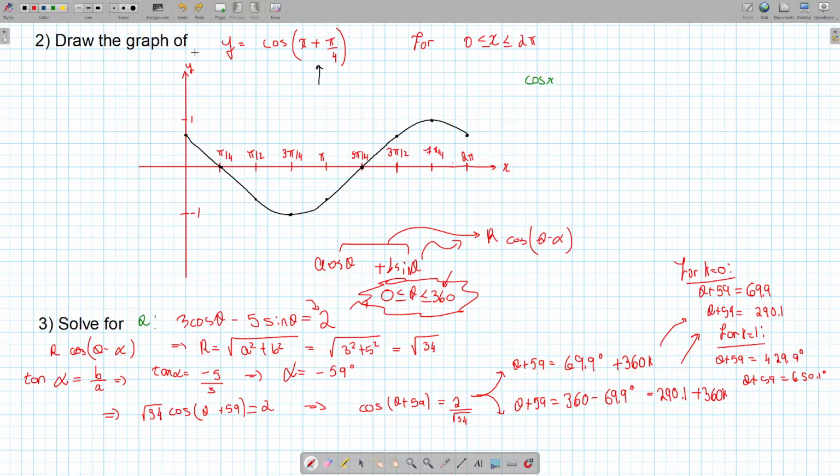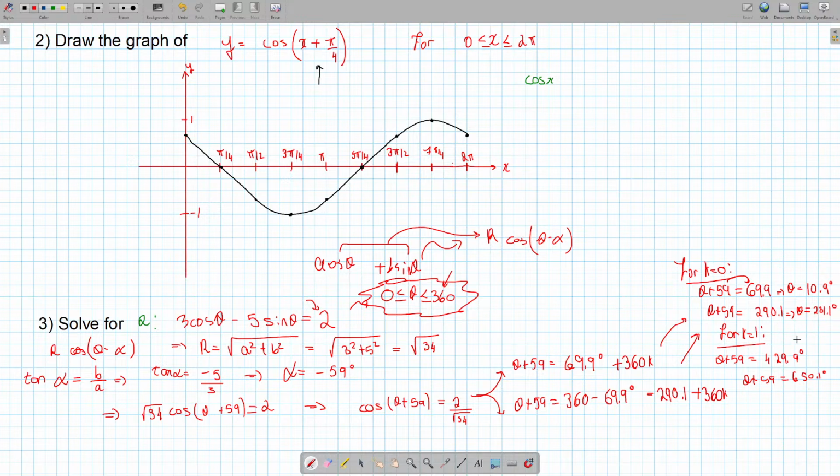You first find your full solution set. At the end, after you find all your possible angles, that's when you do minus 59, take it to the other side. You're not allowed otherwise. Please don't make this stupid mistake. Take 59 to the other side. You're going to get your first solution: theta is equal to 69.9 minus 59, which is 10.9 degrees. Take 59 to the other side, you're going to get theta is equal to 290.1 minus 59, which is 231.1.